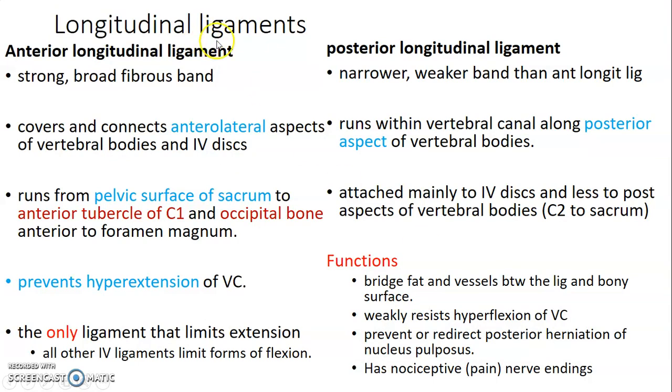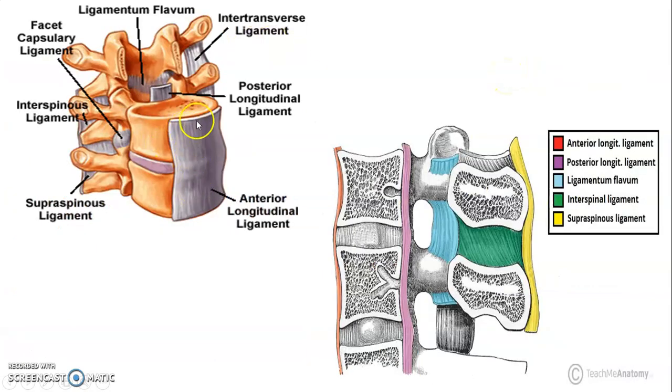So as we continue discussing the union between vertebral bodies, you have to keep in mind the longitudinal ligaments. We have anterior and posterior longitudinal ligaments. If you look at this image, on the anterior part of the vertebral bodies, you have the anterior longitudinal ligament that runs all the way through the vertebral column, and on the posterior part of the vertebral bodies, you have the posterior longitudinal ligament.